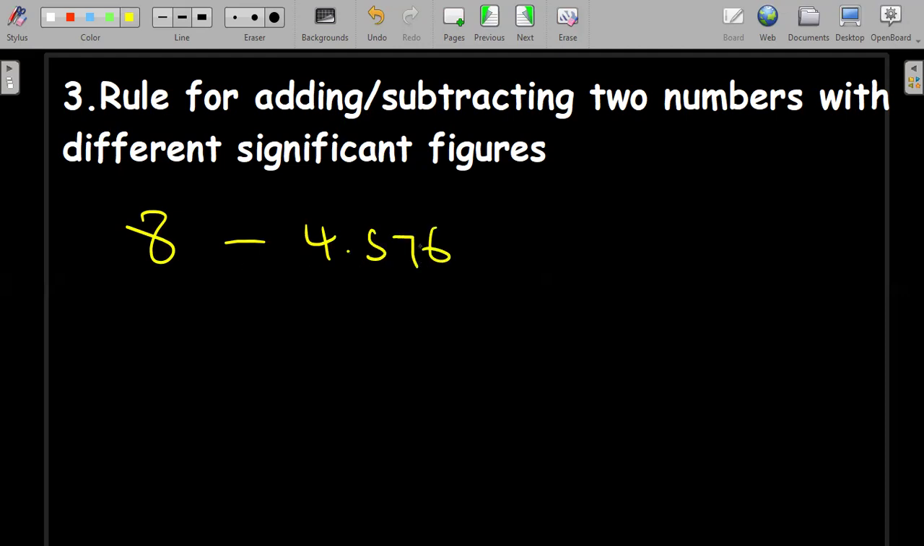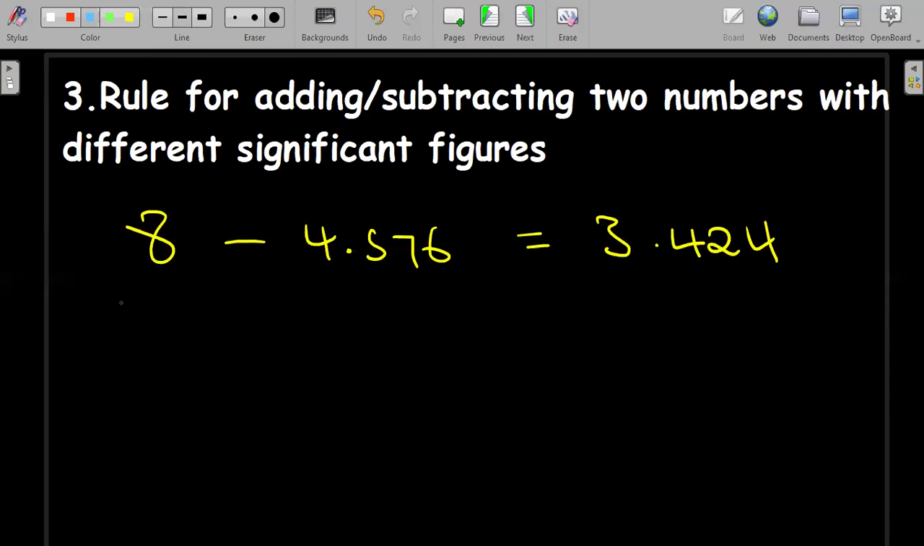Okay, so this number here, you just punch them on your calculator. When I punch this on my calculator, what am I getting? I have 8 minus 4.576. So when I subtract that on my calculator, I'm finding 3.424. So the rule is that your final answer should have the same number of decimal places as the number that had the least number of decimal places.